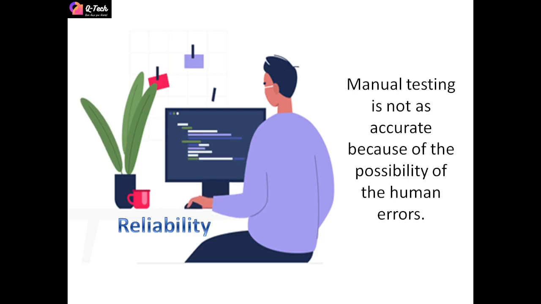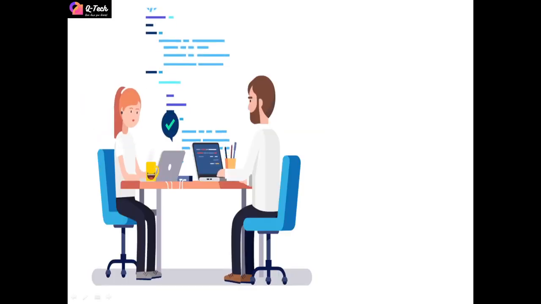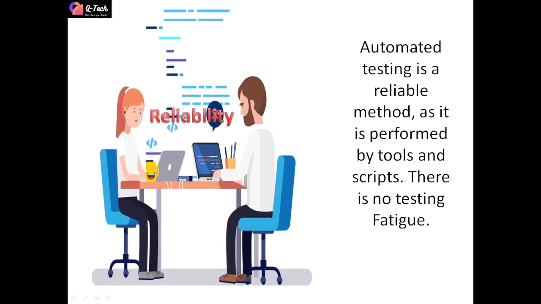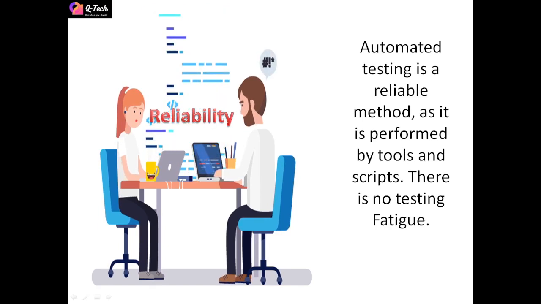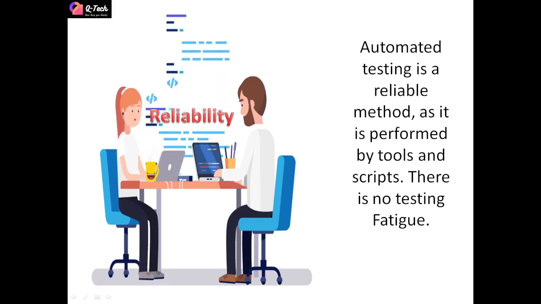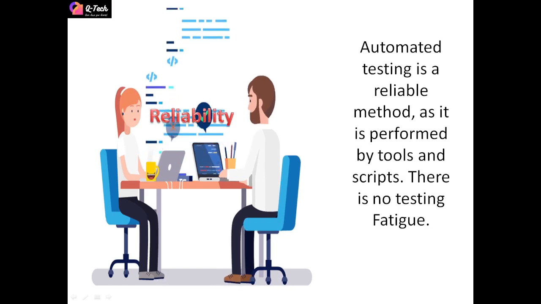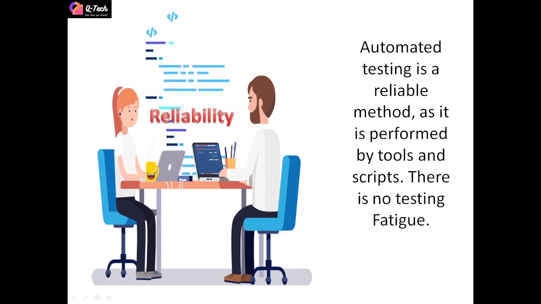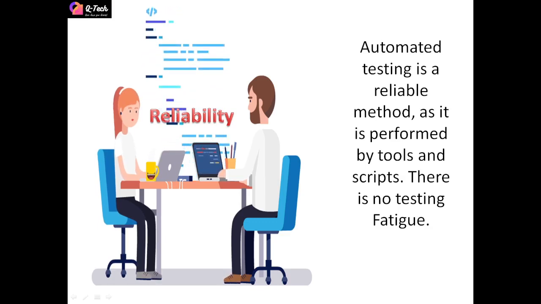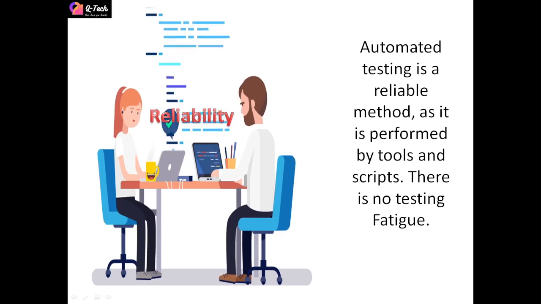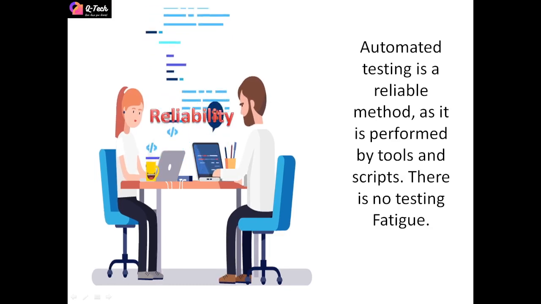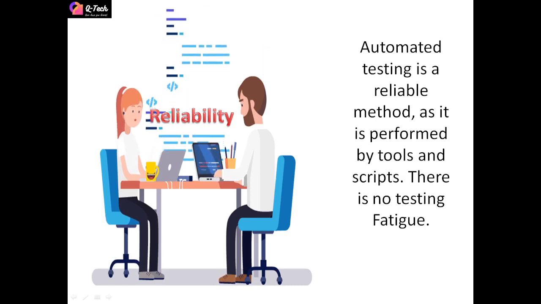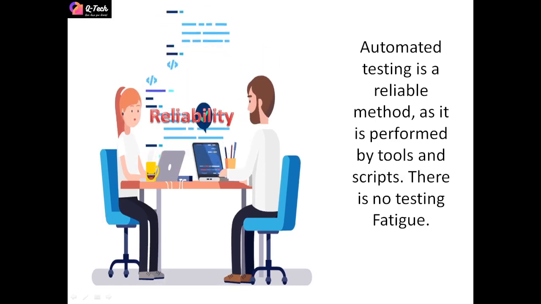But in automation testing, the reliability is higher. Automated testing is a reliable method because we are using automation tools, so performance is good, all the scripts are executed, and there is no testing fatigue. So the second main difference between manual and automation testing is reliability.